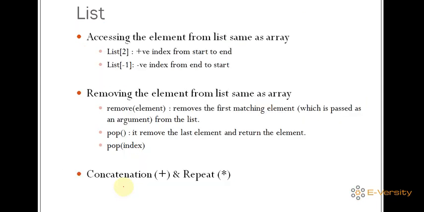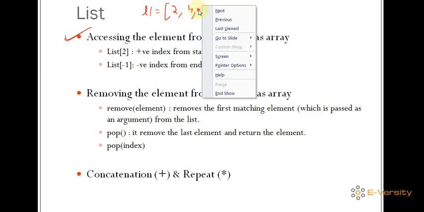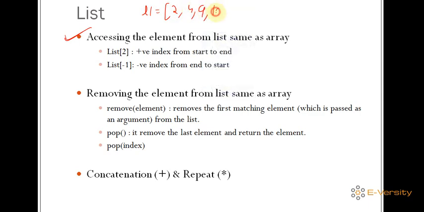Now how we can access the elements? Accessing elements is just like the array. You can access the element by using the index. Suppose we have a list L1 is equal to 2, 4, 9, 10, 11, 1. You can see the index of 2 is 0, then 1, 2, 3, 4 and 5.